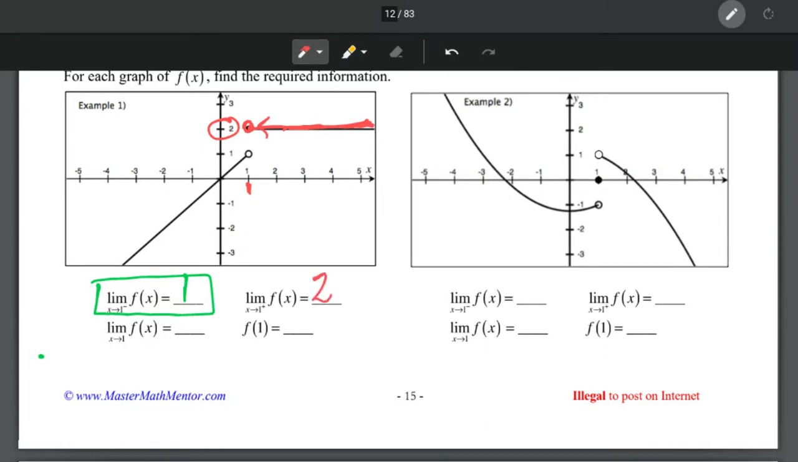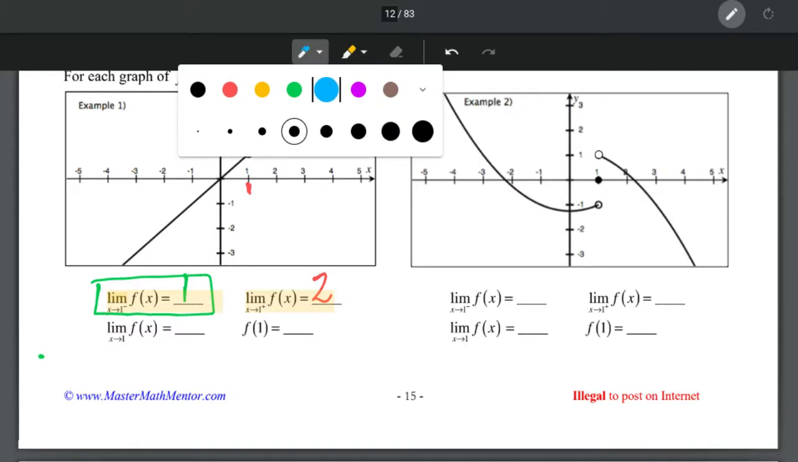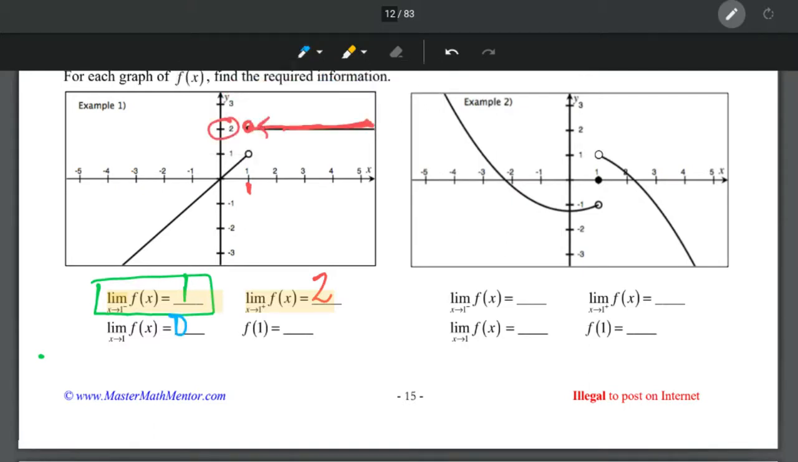Now, in order for the limit to exist, both this number, 1, and this number need to be the same. But I can see right now they're not the same because I have a 1 and 2. So since those numbers are not the same, then I'll say that the limit as x approaches 1 of f of x does not exist.